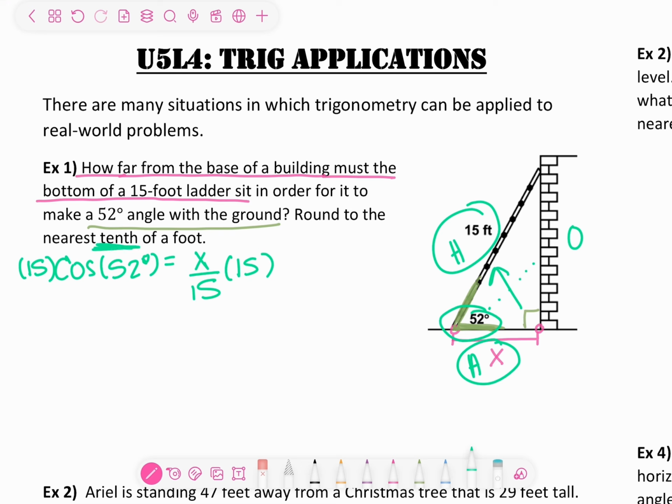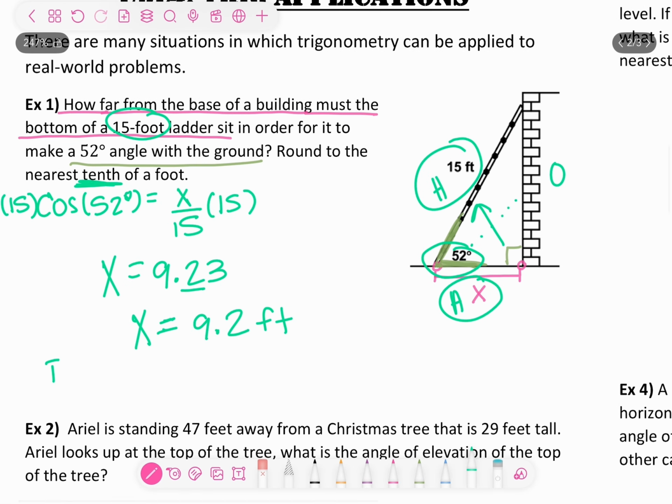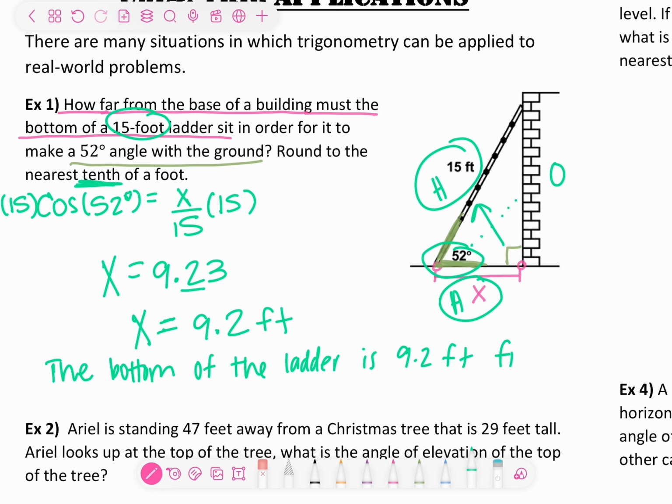It says round to the nearest tenth of a foot. So X equals 9.23, rounded to the nearest tenth is going to be 9.2. And the units here are feet, just like it says 15 foot ladder. So feet. Okay. So then the answer here would be the base of the ladder, or the bottom of the ladder, is 9.2 feet from the base of the building.